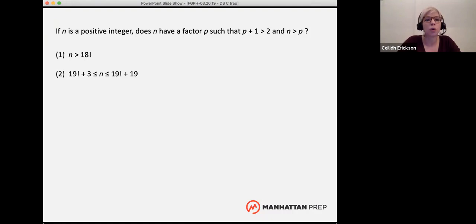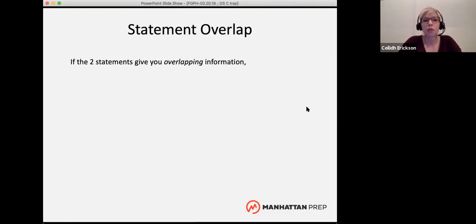This situation is what we call statement overlap. If the two statements give you the same information, overlapping information, if one already implies the other, the answer cannot be C.